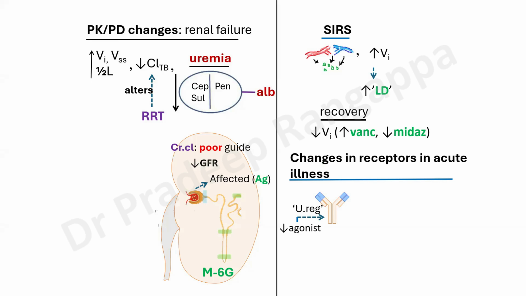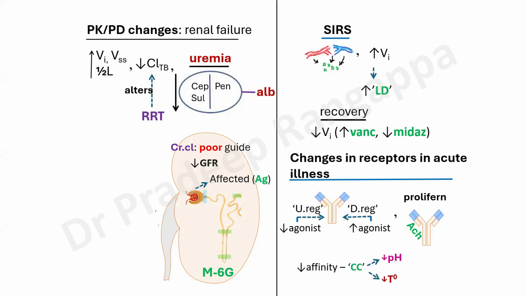So I was just mentioning changes in the receptors in acute illness. As you see, there can be upregulation of the receptors in acute illness, and there can be downregulation of these receptors. And sometimes there can be proliferation of the acetylcholine receptors in acute illness. And there can be reduced affinity of catecholamines to these receptors, especially in acidemia and in hypothermia. So very simplistically, although it appears complicated, just bear in mind: renal dysfunction, liver dysfunction, and SIRS response, the whole of volume of distribution gets affected, and it can have a bearing on multiple drugs that you would use.